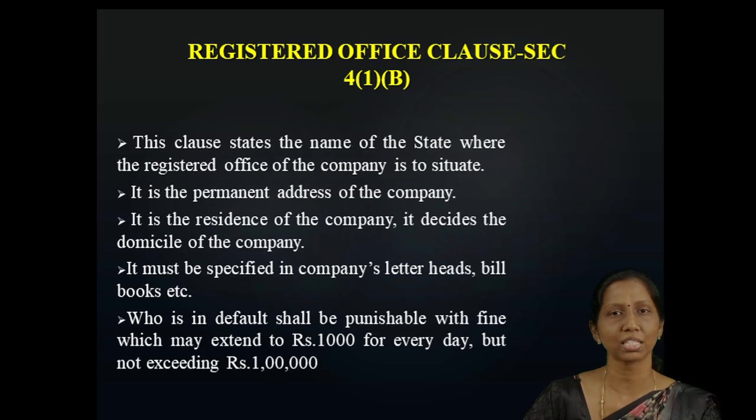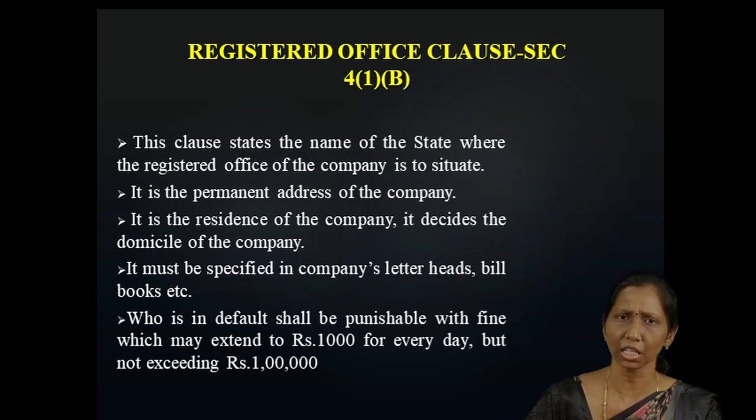The second one is the registered office clause. It is mentioned under section 4(1)(b). What do we mean by the registered office? Every registered company has a registered office where it is located. So it is mentioned in which state and in which place the registered office is going to be situated. That is what is mentioned in the registered office clause.